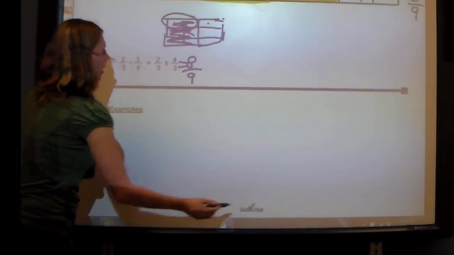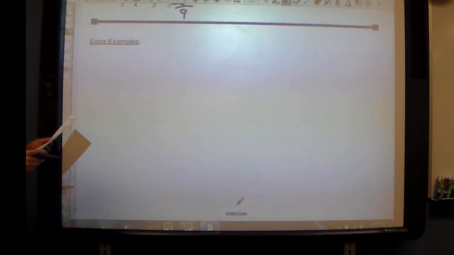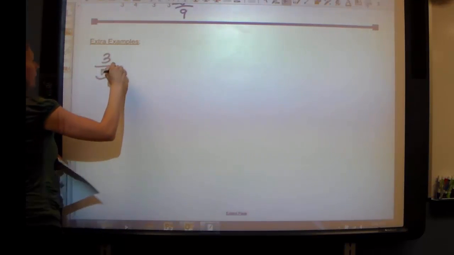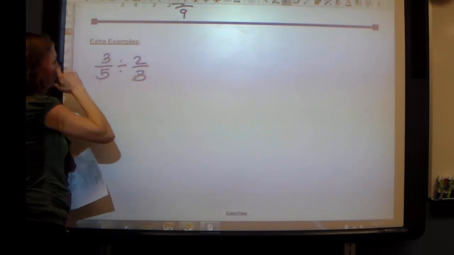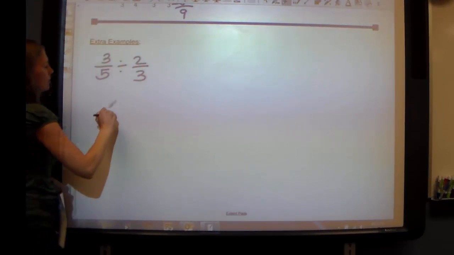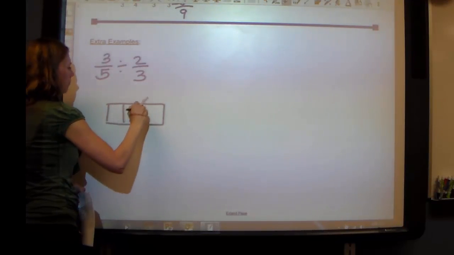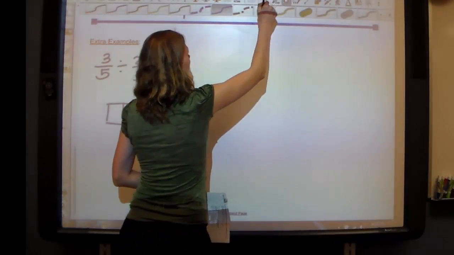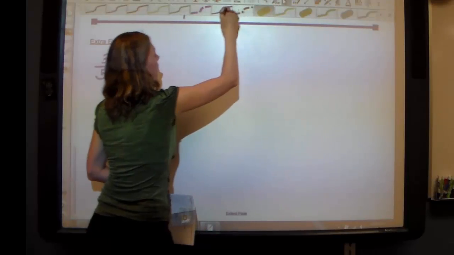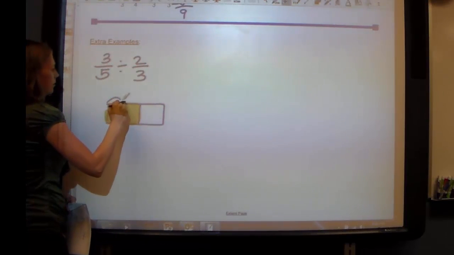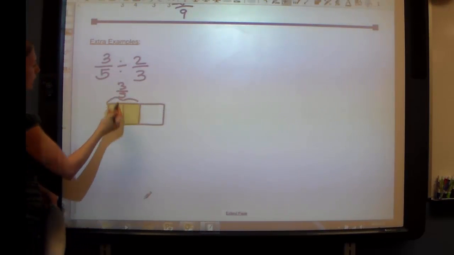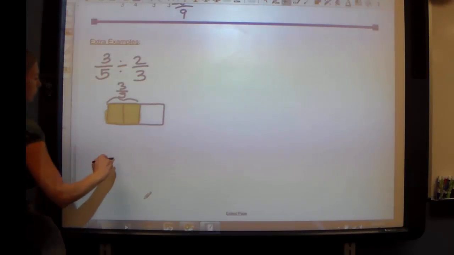And now I just have some room for some extra examples. Let's do 3/5 divided by 2/3. So what I would want to do here is show a model of that second fraction. So 2 out of 3. And 3/5 is that 2/3. So I need to divide my 3/5 into 2.